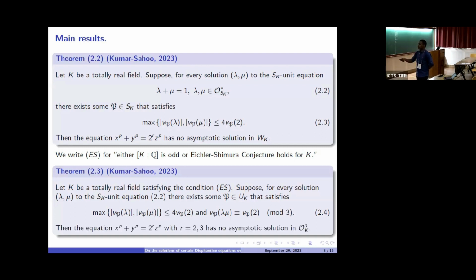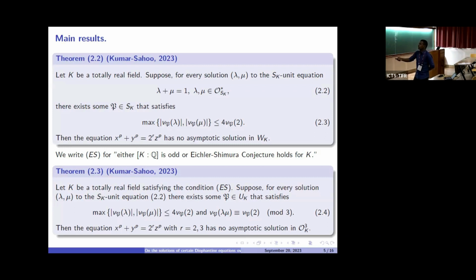If these two conditions are satisfied for a prime P belonging to UK, then we say that this equation x to the power P plus y to the power P equals 2 to the power r times z to the power P, with r equal to 2, 3, has no asymptotic solution in the ring of integers O_K. So these are the two main results for this equation x to the power P plus y to the power P equals 2 to the power r z to the power P.